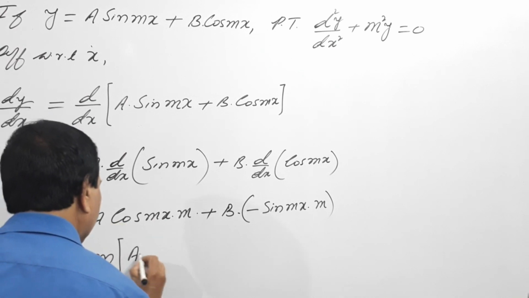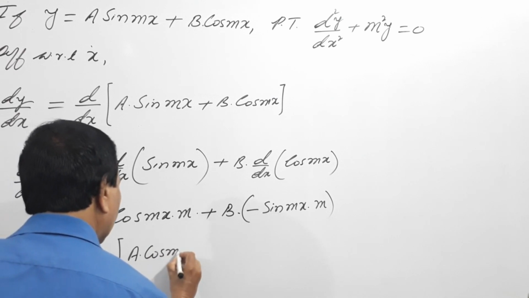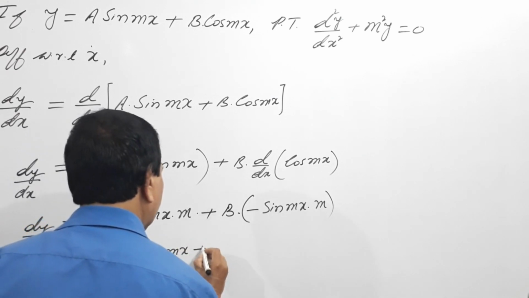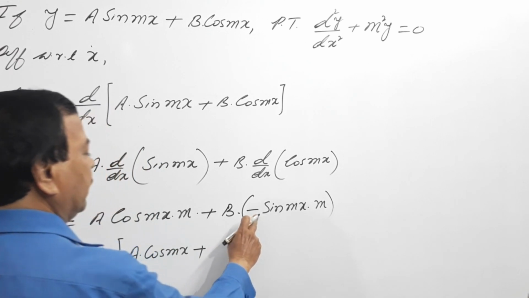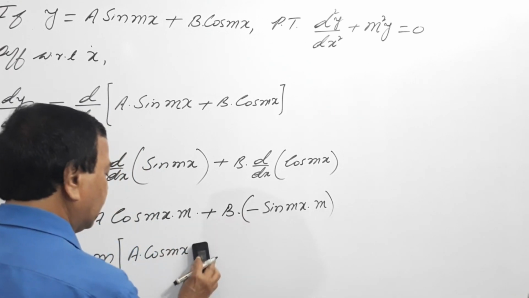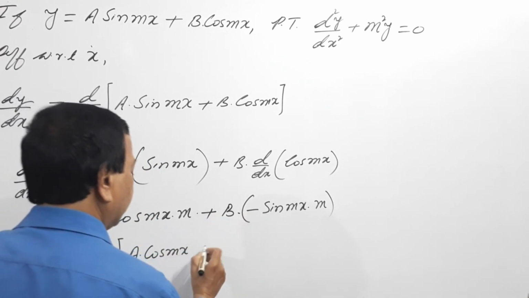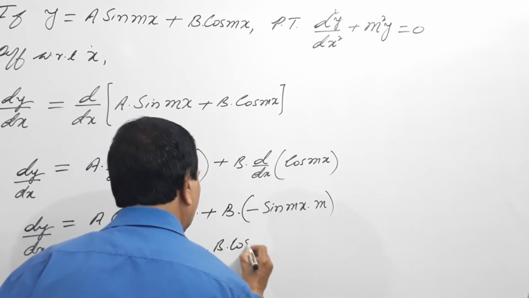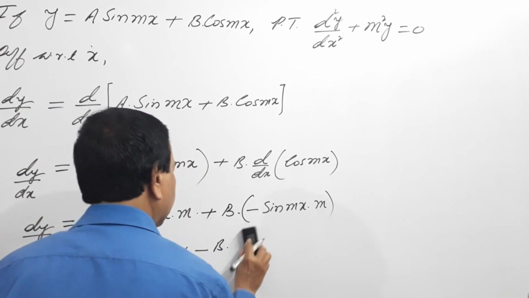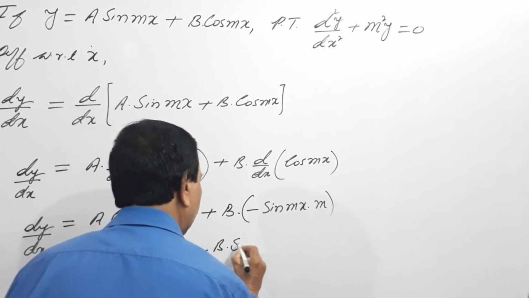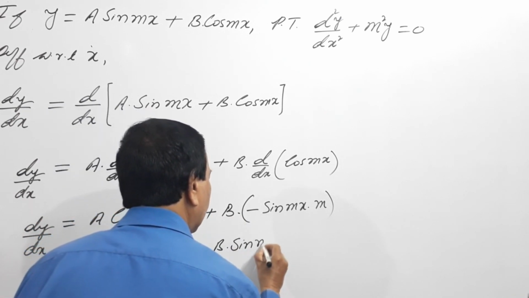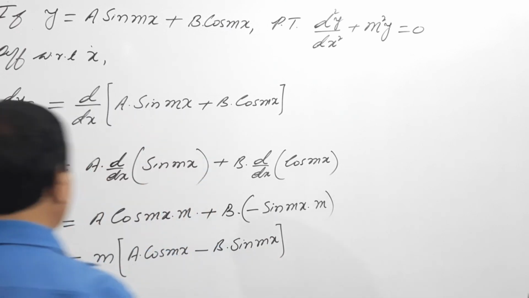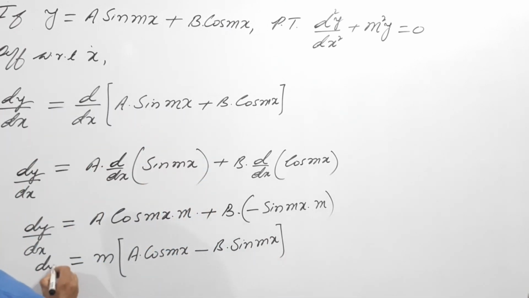So this becomes a cos mx plus, minus into plus becomes minus, b sin mx. What is this? This is our dy by dx.